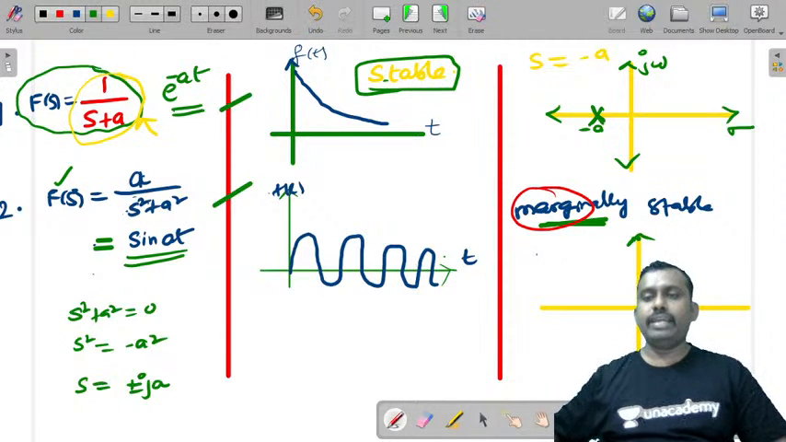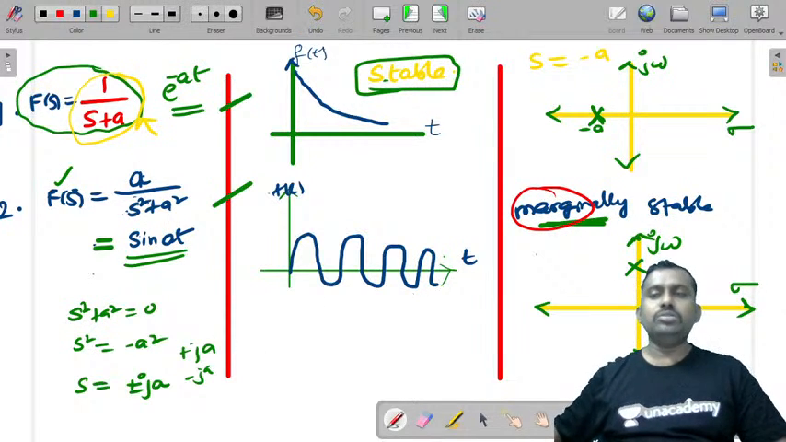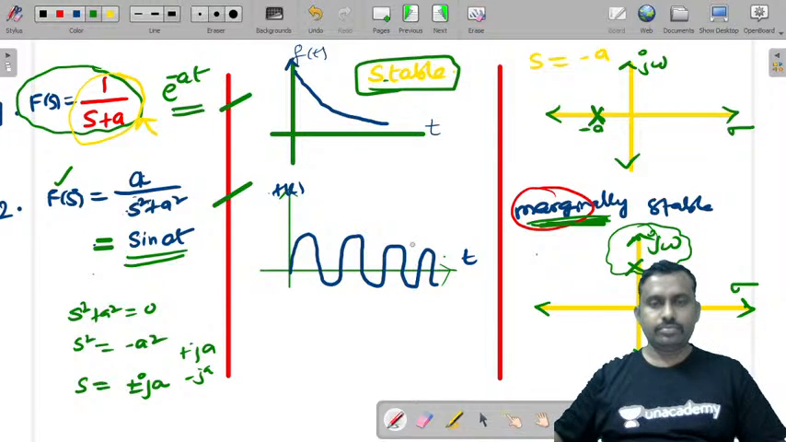So this is an s plane. You have roots on, one is plus jω, the other one is minus jω. You have roots on the jω axis. This is the jω axis, this is sigma. So if you have roots on the imaginary axis, jω is called the imaginary axis, then we can say the system is a marginally stable system.